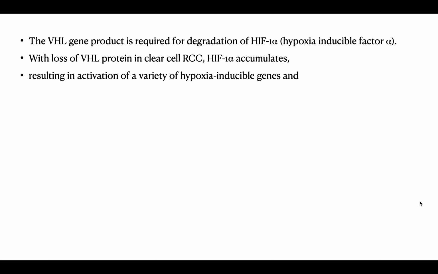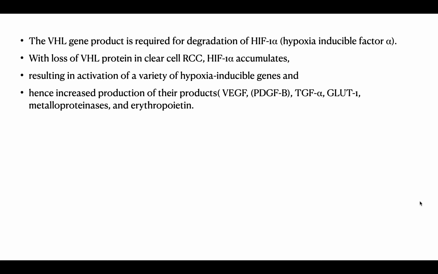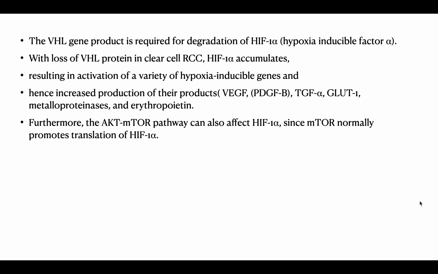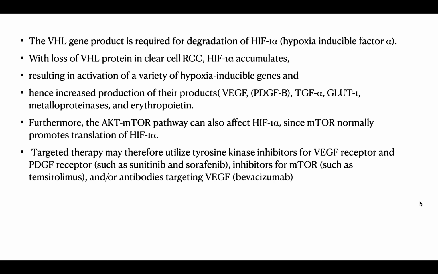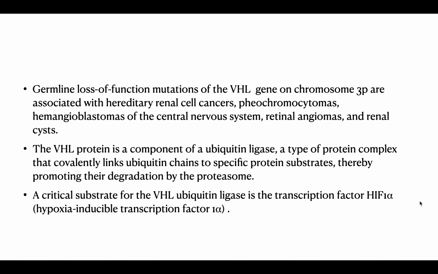resulting in the activation of a variety of hypoxia-inducible genes and increased production of VEGF, PDGF, TGF-alpha, GLUT1, metalloproteinases, and erythropoietin. Furthermore, the AKT-mTOR pathway can also affect the HIF-1 alpha, hence mTOR normally promotes translation of HIF-1 alpha. So targeted therapies may therefore utilize tyrosine kinase inhibitors for VEGF receptor and PDGF receptor, such as sunitinib and sorafenib, inhibitors of mTOR such as temsirolimus, and antibodies targeting the VEGF, bevacizumab.